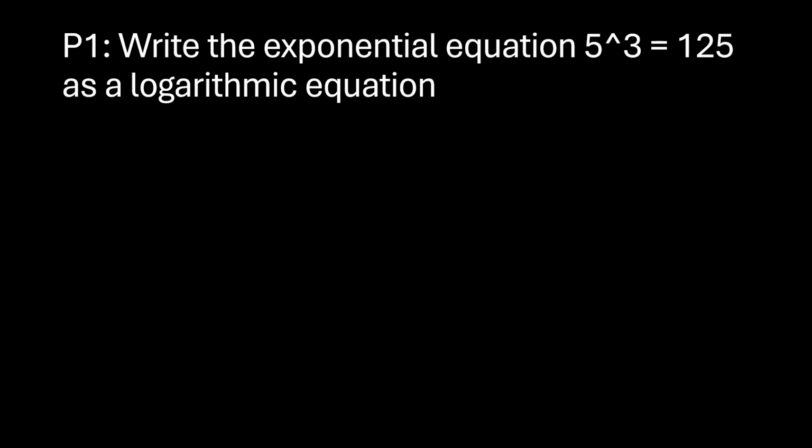5 to the power of 3 equals 125 is our equation, and we want to convert this equation into a logarithmic equation. So we can write this as log base 5 of 125 equals 3, because 5 to the power of 3 equals 125.